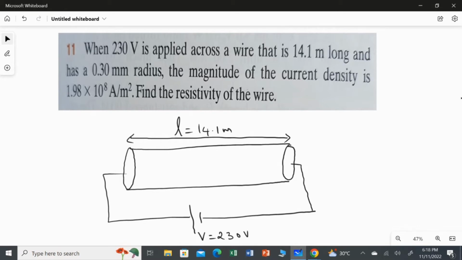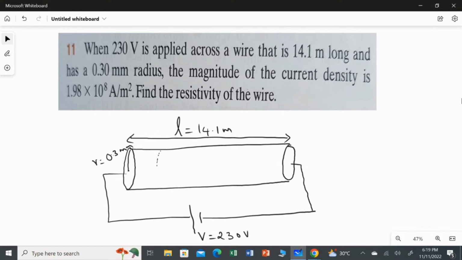And the radius of the wire is, this is our radius, right? And the radius of the wire is 0.3 millimeter. The magnitude of the current density is 1.98 multiplied by 10 power 8 ampere per meter square. That means the current over area is the current density, right?